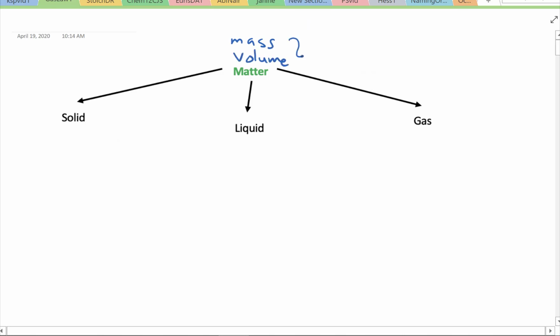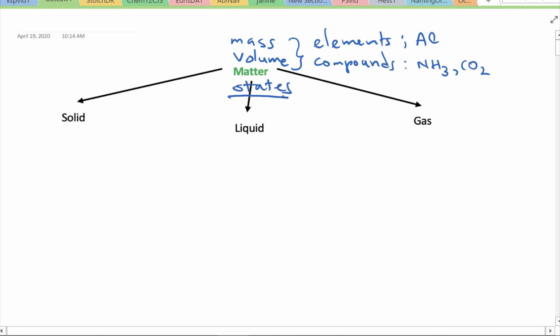Hello, we're going to look at matter, which has a mass and a volume. Examples of matter are elements, something like aluminum, and also compounds like ammonia and CO2. Matter is something that takes up space, and it has three different states: ice as a solid, liquid water, and gas, vapor. Those are the examples.